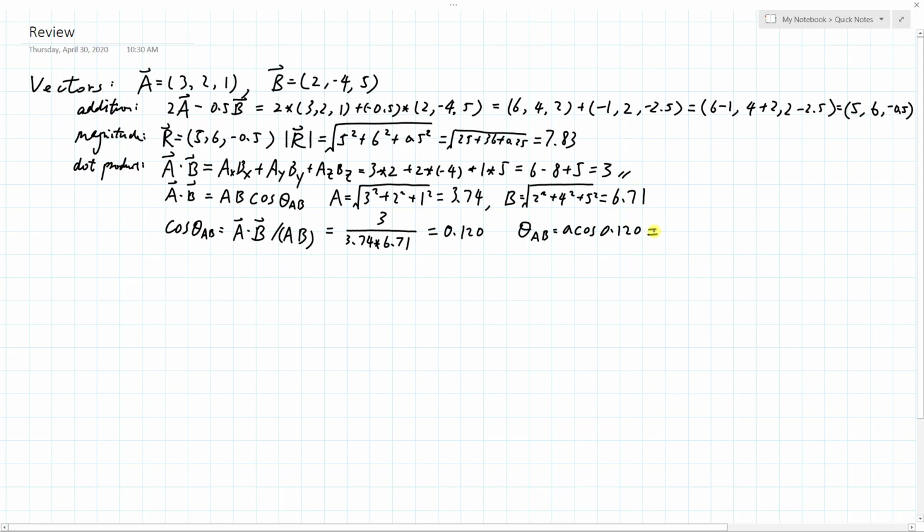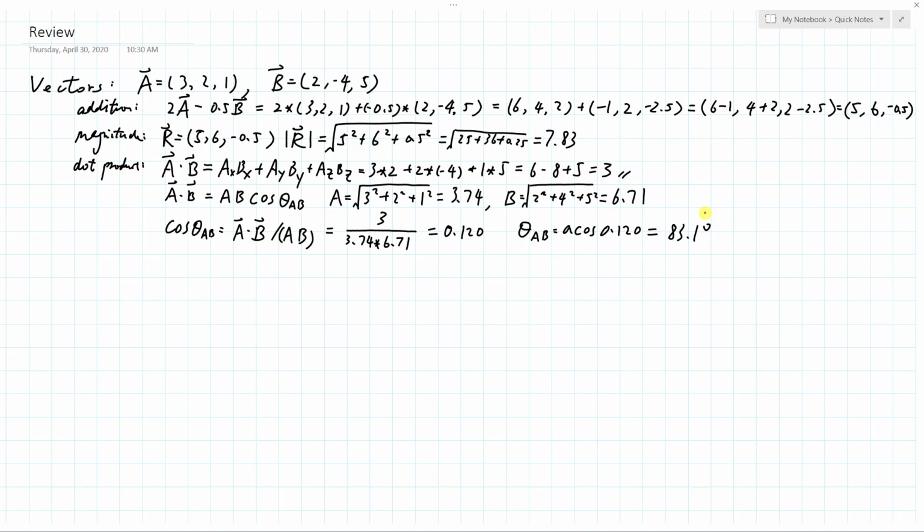I'll do an arc cosine with my Python. It gives me an angle of 83.1 degrees. Makes sense. A small fraction means a large angle. So 83.1 degrees. That's the angle between the two vectors.